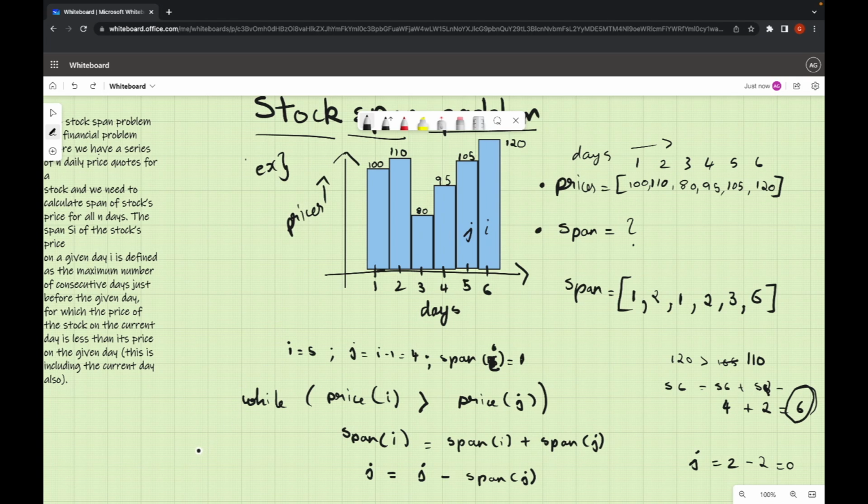The time complexity of this algorithm is O of n, and the worst case scenario is 2n. This is your worst case scenario, and this is your time complexity. I'll leave it up to you to find out why this is the worst case scenario and why it's O of n. Okay, so that's it.